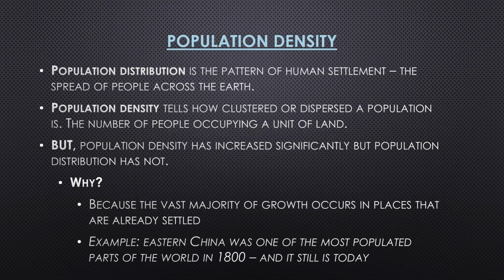However, population density tells us how clustered or dispersed a population is, the number of people occupying a unit of land. So geographers lately haven't been as focused with population distribution as they have with population density, and they've been asking themselves, what impact is population density having in certain areas? Because population density has increased significantly over the years, while population distribution hasn't. And the reasons for this: the vast majority of growth is occurring in places that are already settled, specifically Eastern China.